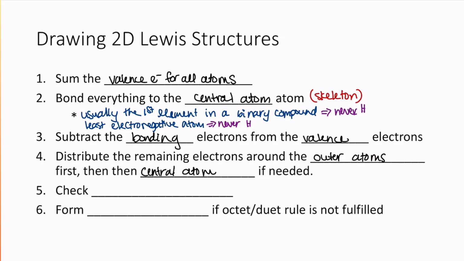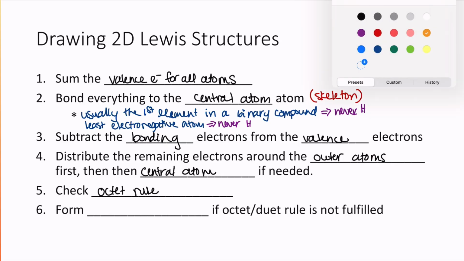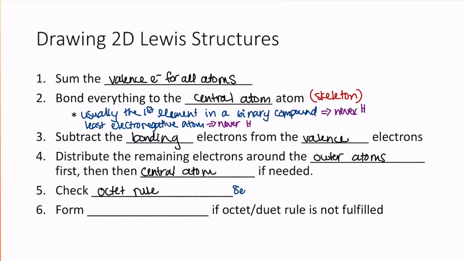The next thing you want to do is check the octet rule. All right. Remember, the octet rule is 8 electrons around each atom. Now, we can also have the duet rule. For small atoms, they're fine with only 2 electrons around it. So 8 electrons on each atom or 2 electrons if they are going to fulfill the duet rule.